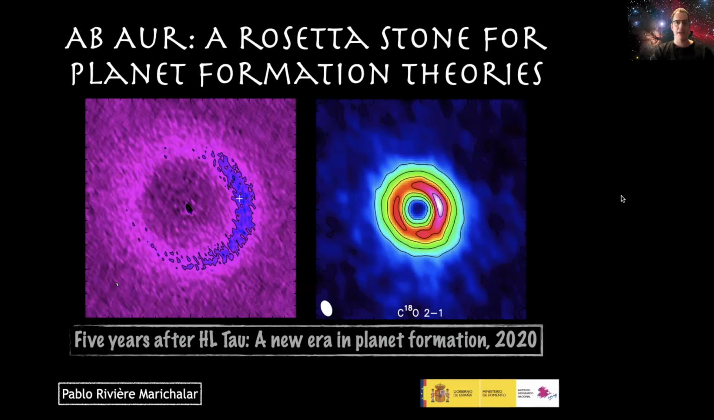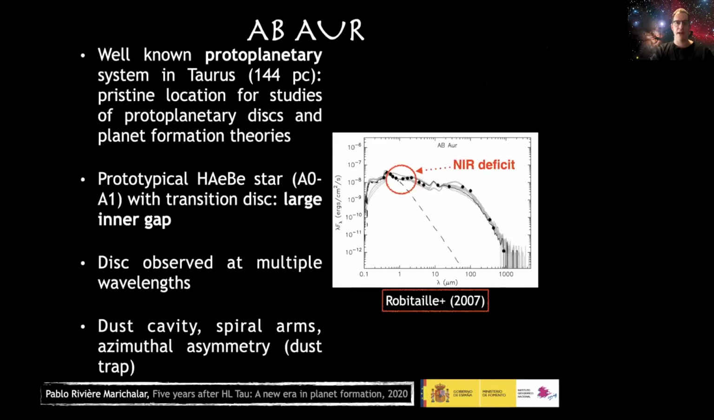This is Pablo Rivier. I am staff astronomer in Observatorio Astronómico Nacional in Madrid, Spain. And I'm going to give you a short presentation about AB Aurigae, a Rosetta Stone for Planet Formation Theories. So why AB Aurigae?